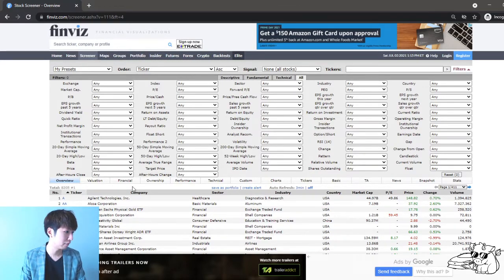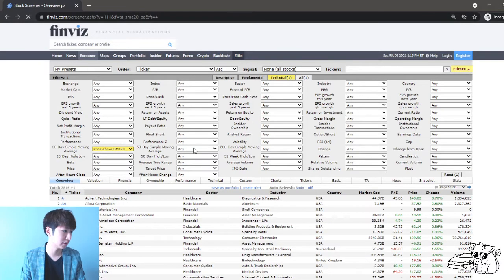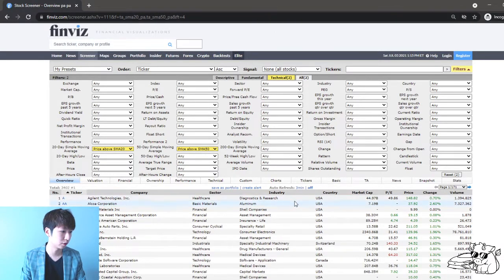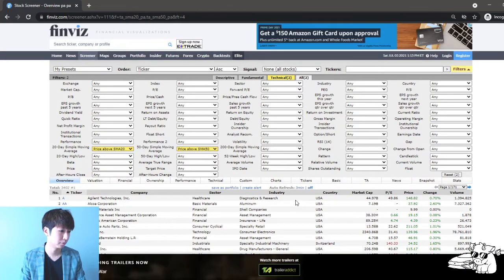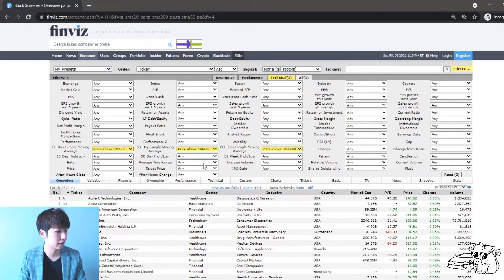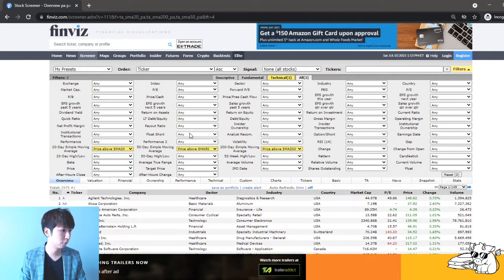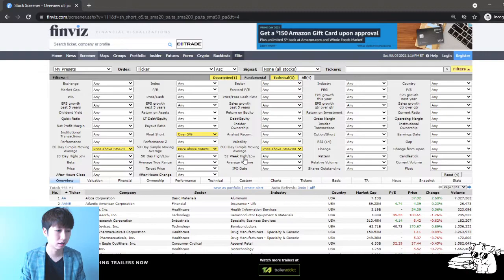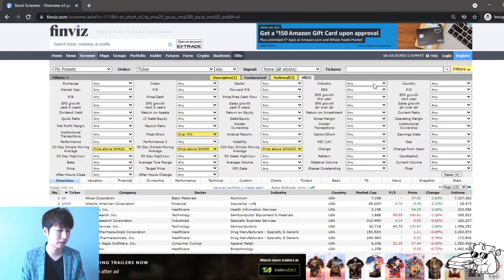The 20-day moving average. We want to see the price above the 20-day simple moving average, above the 50-day simple moving average, and above the 200-day simple moving average. The reason is because we want to trade stocks that are in an uptrend, right? Float short 5%. That means that more than 5% of the float is being shorted by institutions and players, and I like to see basically competition.